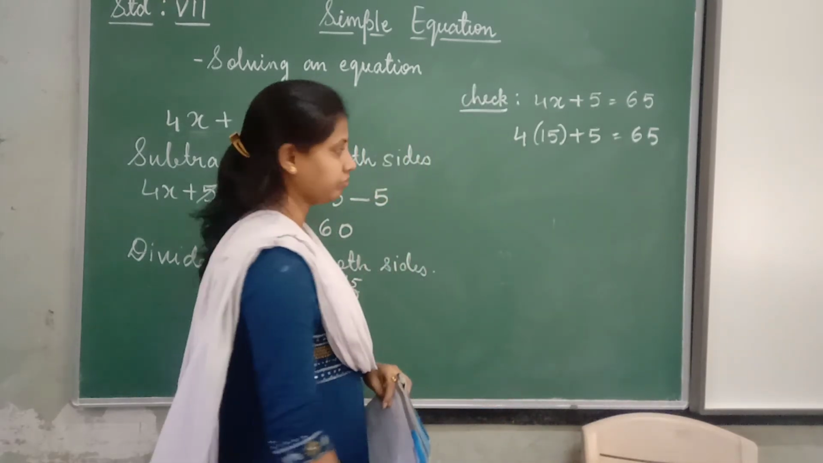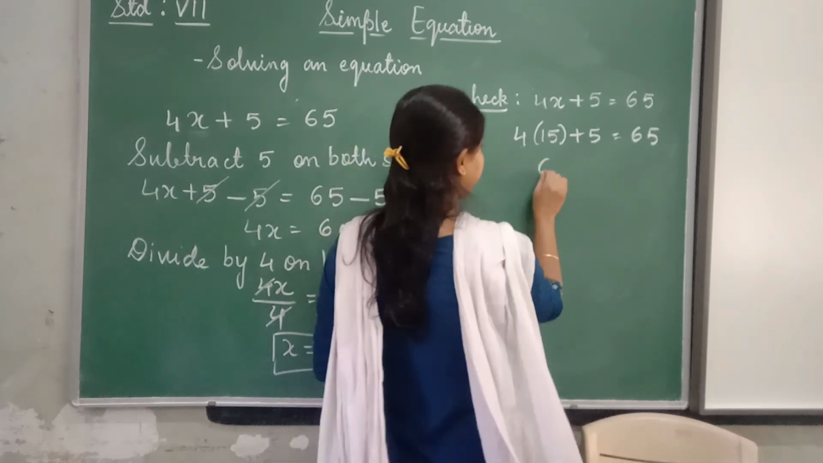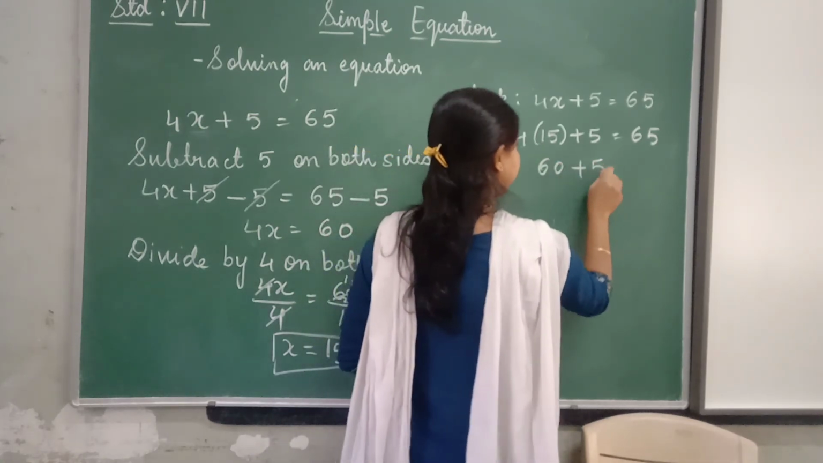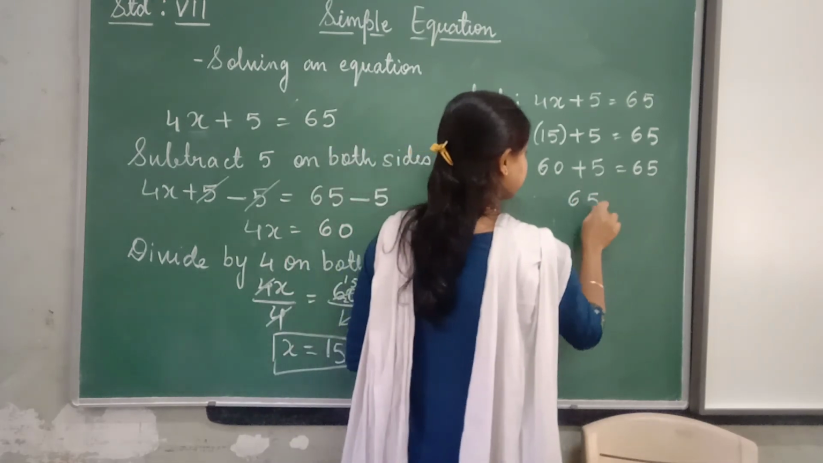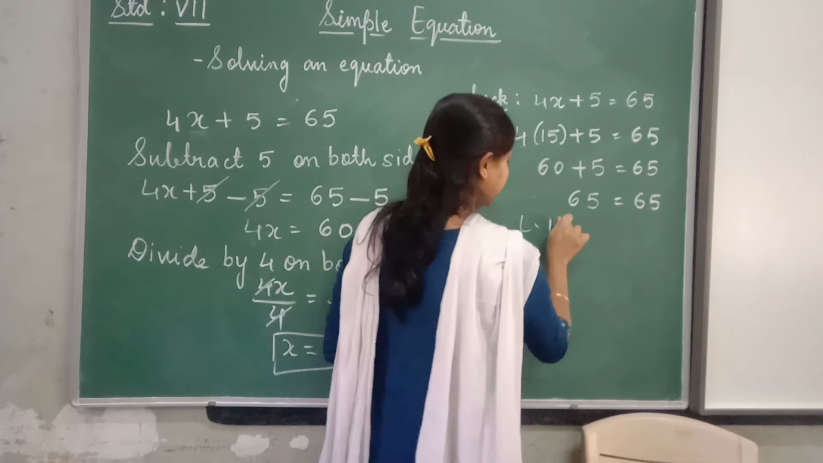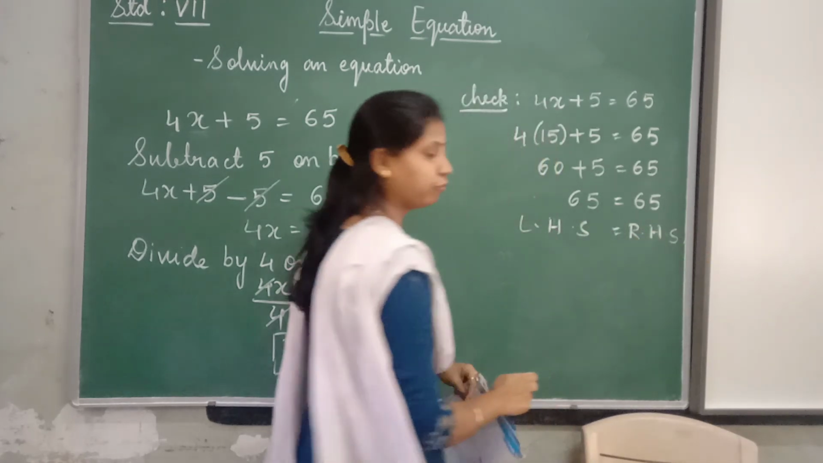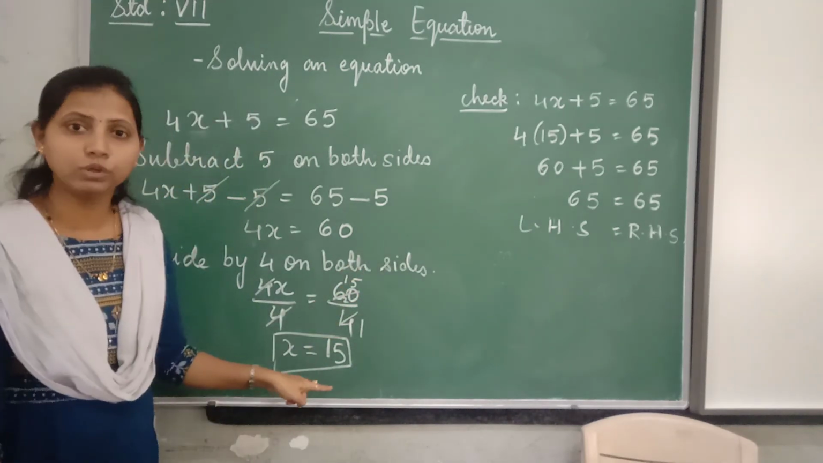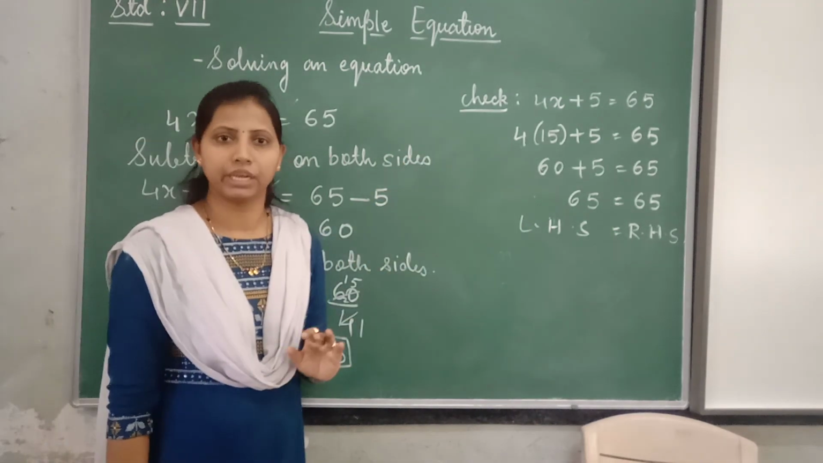Now children, multiply 4 into 15. 4 into 15 is 60. Plus 5 is equal to 65. 60 plus 5 is 65, which is equal to 65. So we got LHS is equal to RHS. Therefore, our solution x is equal to 15 is correct. In this way, we can do the verification.